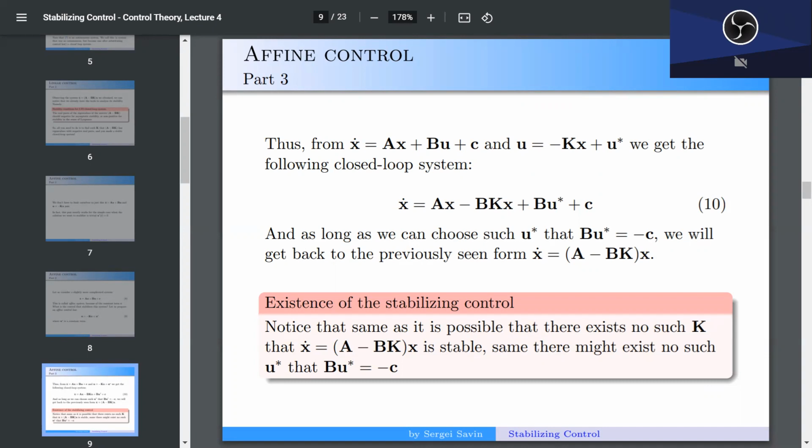So B should be something that spans the space where C exists. For example, if C is equal to 1 and 0, one of the columns of B, or a combination, should be able to produce this 1 and 0. Yes? C is a vector. Yeah. We'll use on the slides big letters for matrices, small letters for vectors, and bold for vectors and matrices, and not bold for scalars when we can.